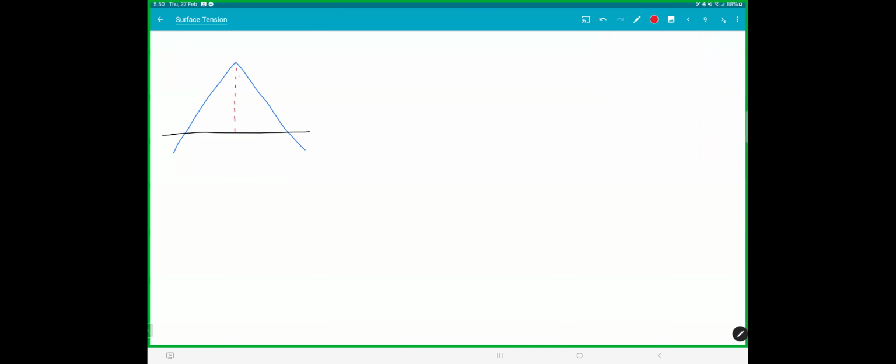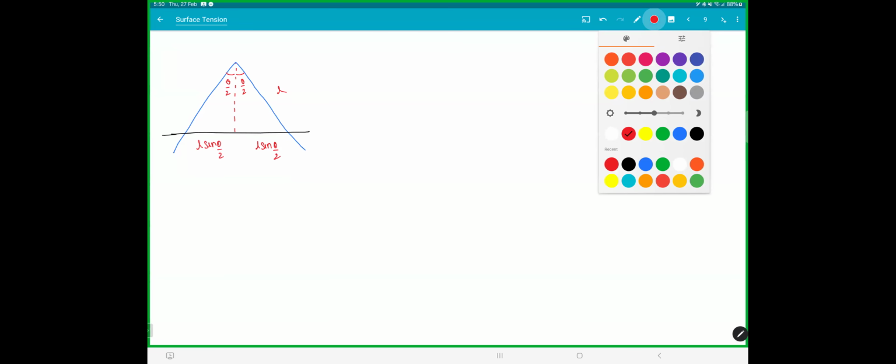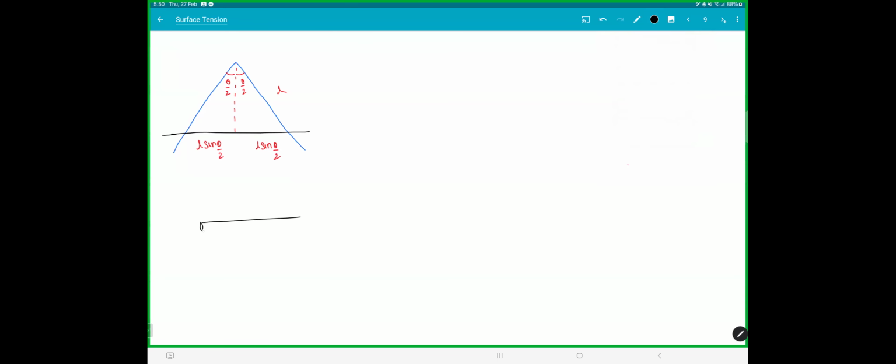So if you drop a perpendicular, if this angle is theta by 2, this angle is theta by 2. If this length is L, this will be L sine theta by 2, and this also will be L sine theta by 2. So on the rod, we'll have force S into 2L sine theta by 2 into 2 by two surfaces. And there is an mg. So balance them: 4SL sine theta by 2 is equal to mg.